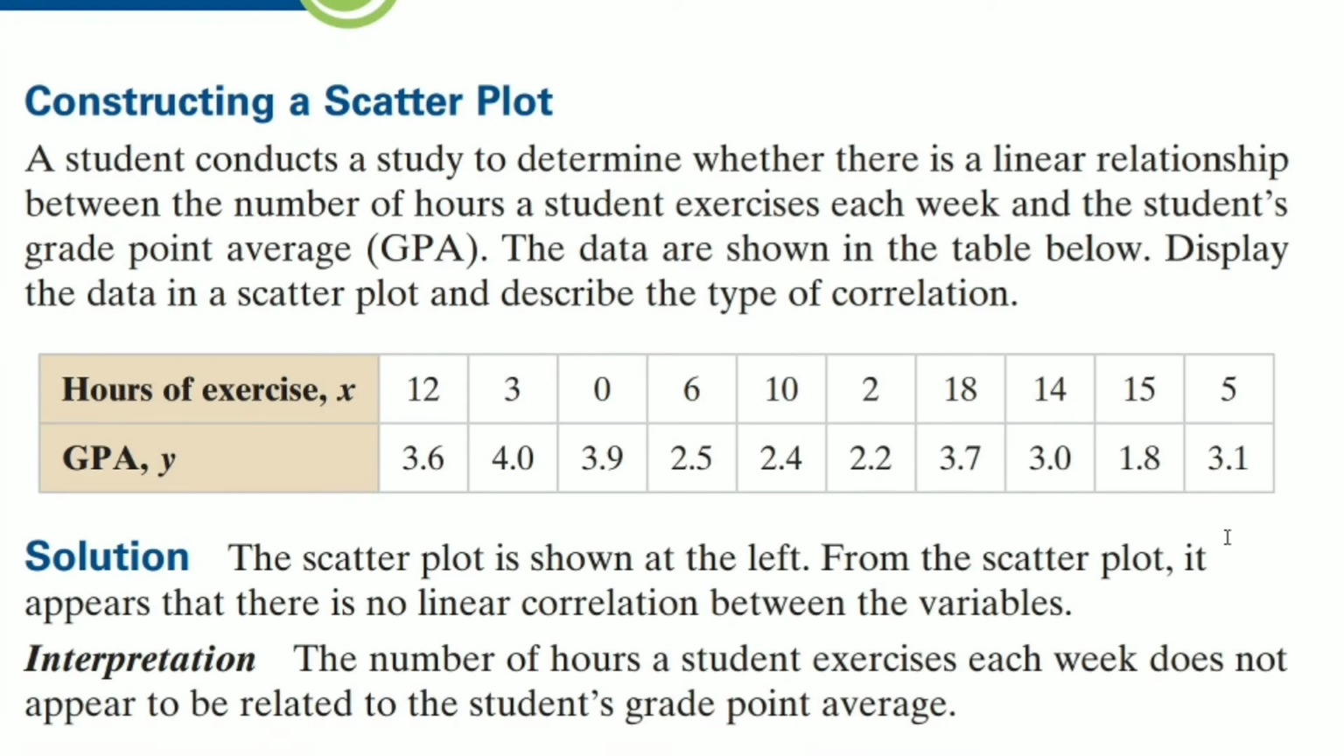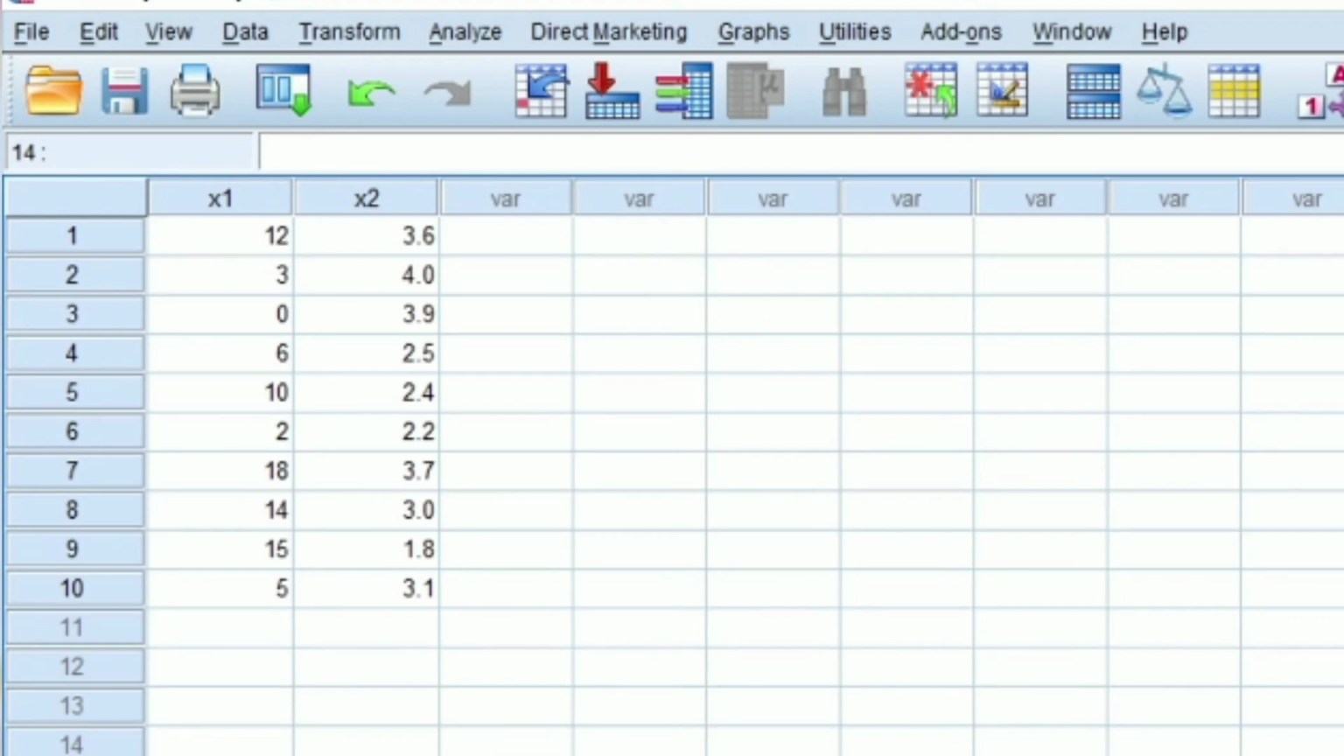In the previous lecture, we determined the correlation between hours of exercise and GPA. So now we are going to get the equation of the line that has a best fit for the relationship between hours of exercise and GPA. Alright, so I already encoded the data in SPSS.